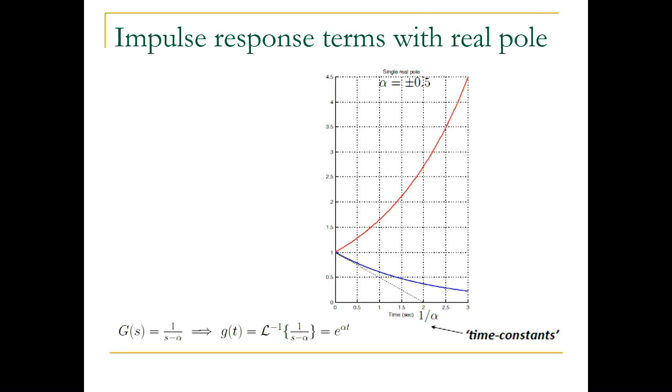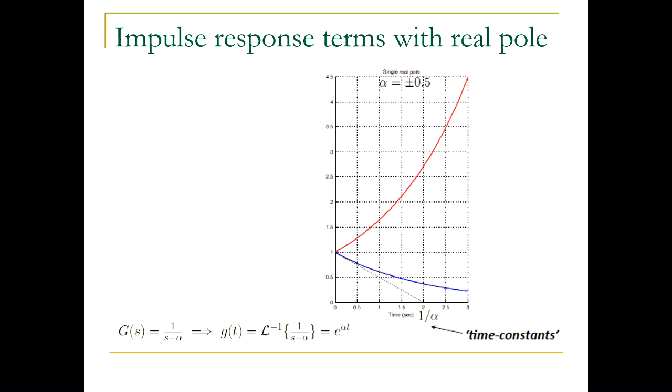So even in the case of real poles, we can have qualitatively two very different responses. One response converges to 0, and another response blows up. Later on, we will classify these situations as stable, that's the blue, and unstable, that's the red. If things blow up, that's an unstable system. If things converge to 0, that's a stable system.